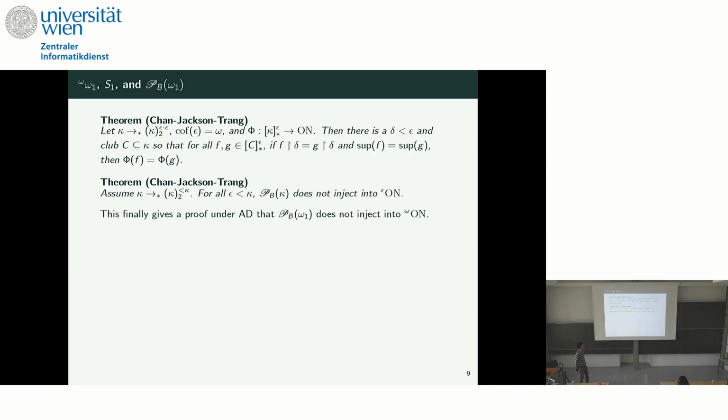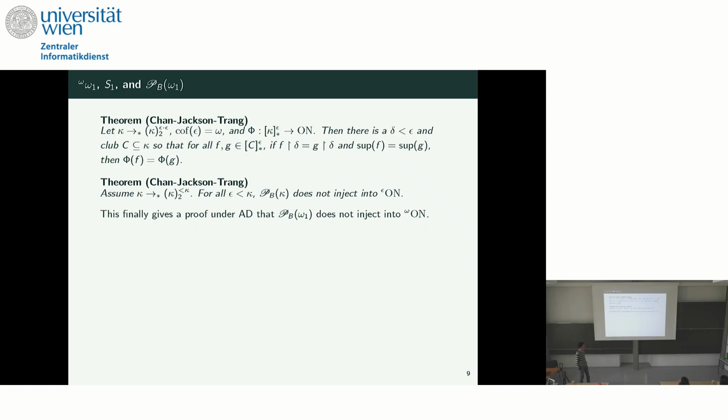So to do this, we actually have to prove a pure combinatorics result. If kappa satisfies the epsilon times epsilon partition relation, where the cofinality of epsilon is omega, which is important, and you have a function from kappa to the epsilon into the ordinals, then it has the following continuity property. There's a delta strictly less than epsilon and a club subset C of kappa, so that for any f and g in C to the epsilon, if f and g agree on their delta initial segment and they share the same sup, then the value of the function at f is equal to the value of the function at g. Now, continuity is nothing more than a very well-controlled failure of injectivity, right?